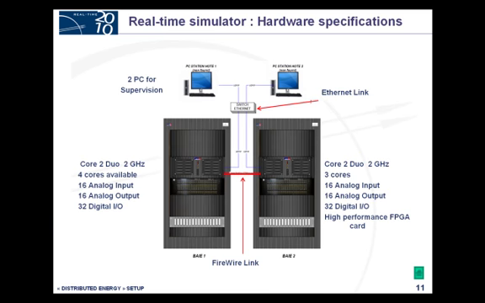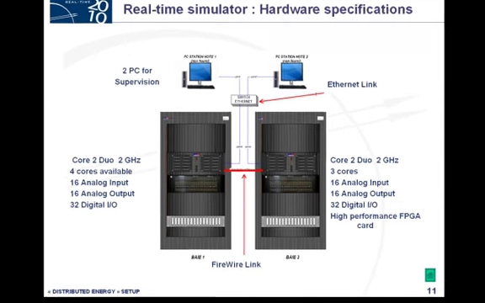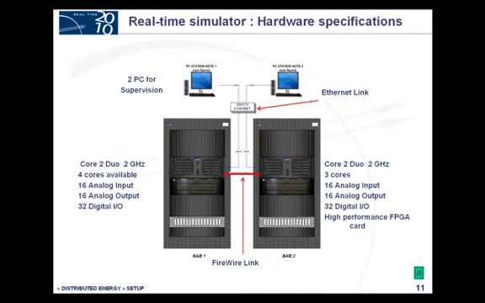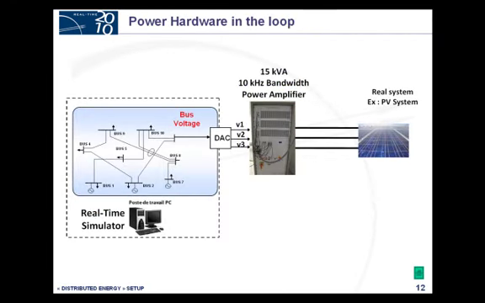So the most important equipment is here our real-time simulator. In fact, we have 2 targets which can be totally independent. We can use the Firewire link to connect each target together and to increase their power calculation. So here, by using this simulator and our power amplifier, we can do what we call power hardware in the loop, which is illustrated by this slide.